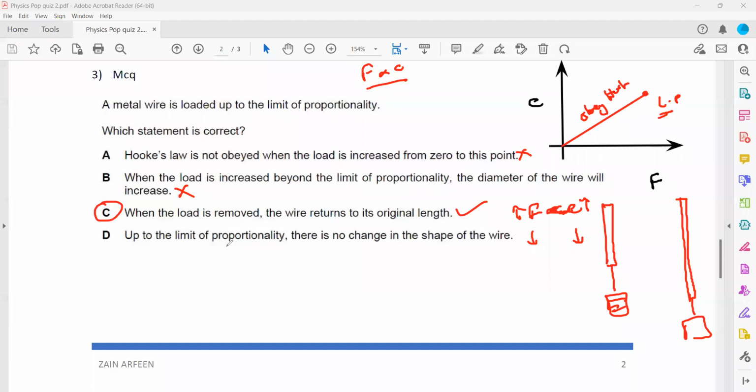Why not D? Up to the limit of proportionality, there is no change in shape of a wire. That's wrong, because the wire will stretch. So there will be a change in shape, or a change in length. So this one is not correct, because if you are applying a load or a force, the object will stretch. But option D states that it does not change the length, which is totally incorrect. Is it clear? Question three.